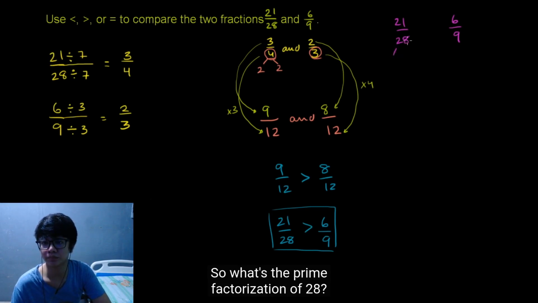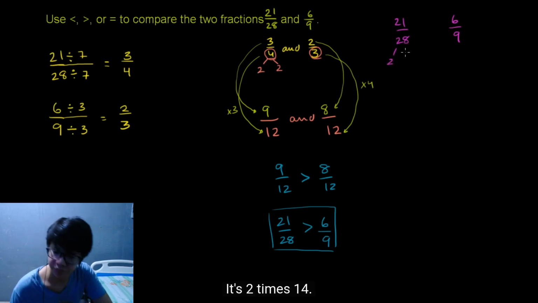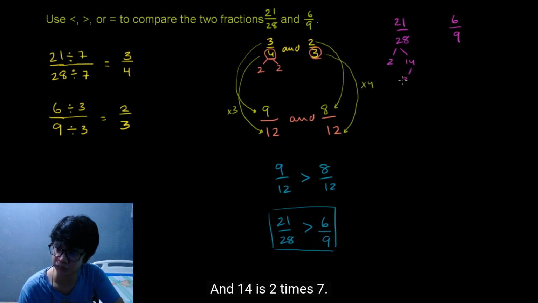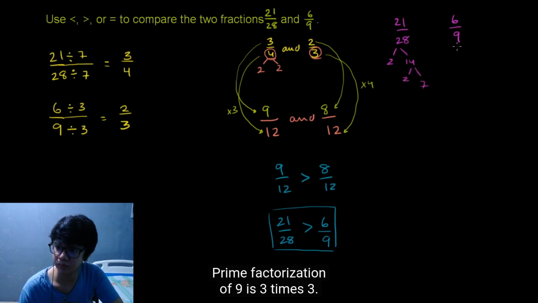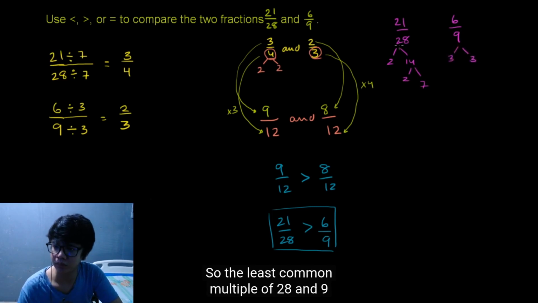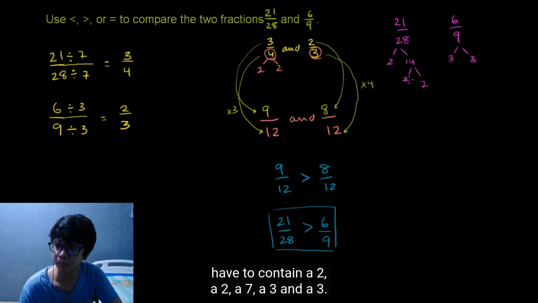So what's the prime factorization of 28? It's 2 times 14, and 14 is 2 times 7. That's its prime factorization. Prime factorization of 9 is 3 times 3. So the least common multiple of 28 and 9 has to contain a 2, a 2, a 7, a 3, and a 3. Or essentially, it's going to be 28 times 9.